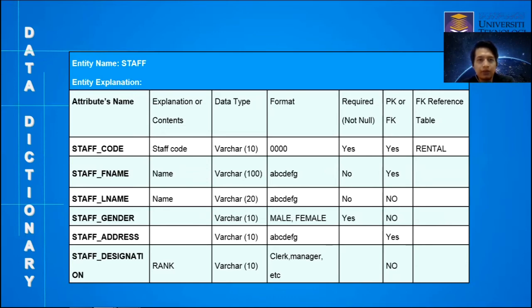And for the primary key in this table, we have the staff first name and staff address. And staff code is actually the foreign key, and the foreign key reference table will be the rental table.